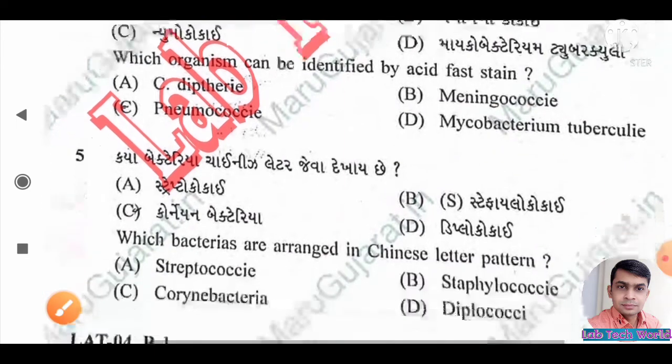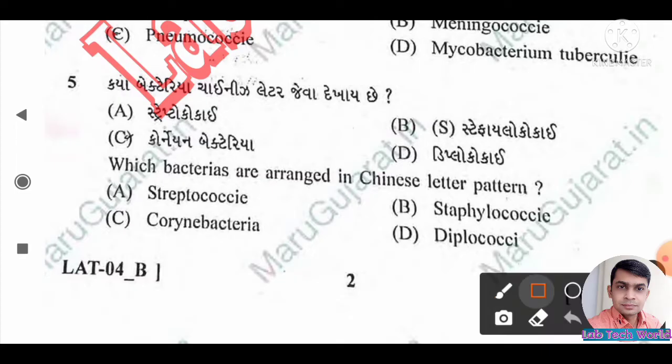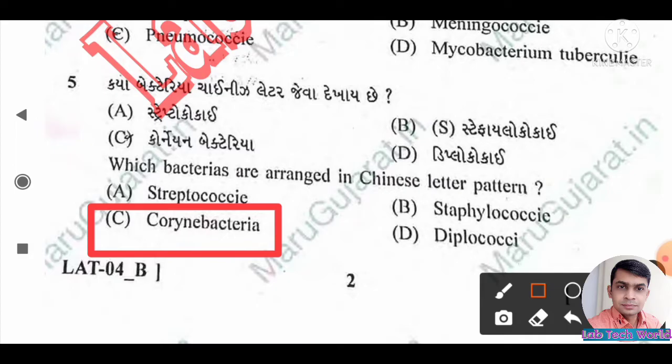Move to the next question number 5. Which bacteria are arranged in Chinese letter pattern? Option number A, streptococci, B, staphylococci, C, corynebacteria, D, diplococci. And the correct answer for this question it is corynebacteria, that appears like a Chinese letter. So option C is the correct answer for this question.